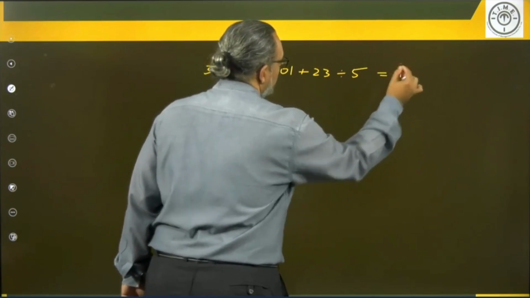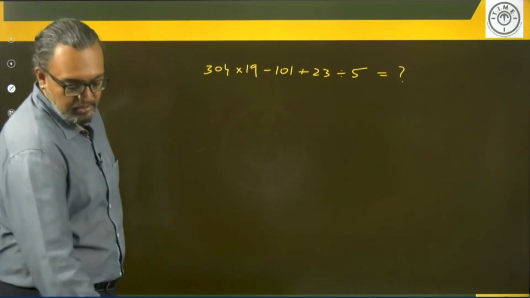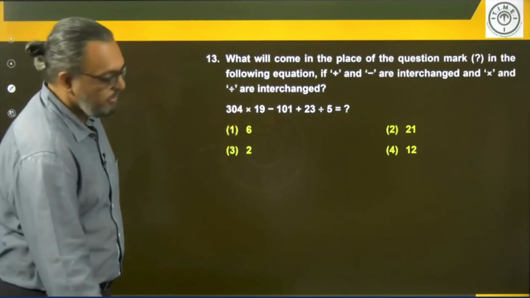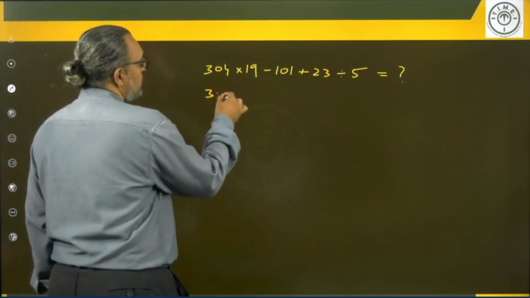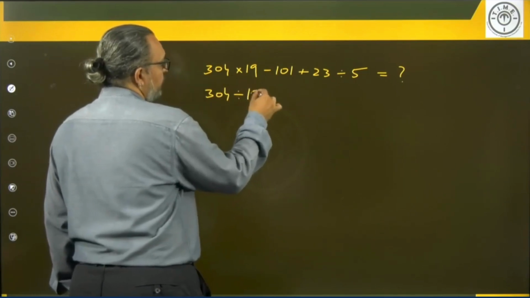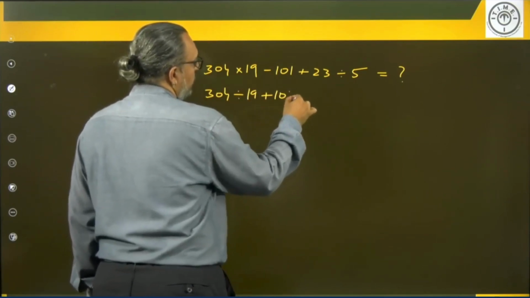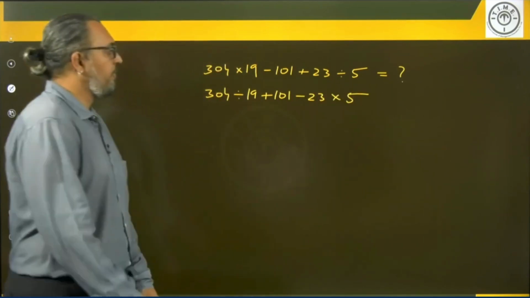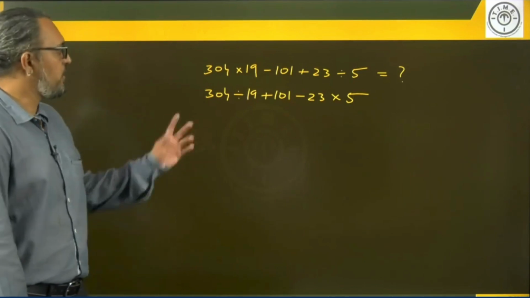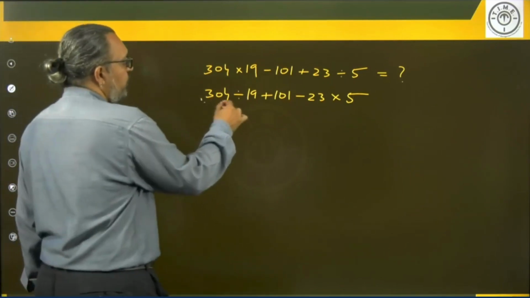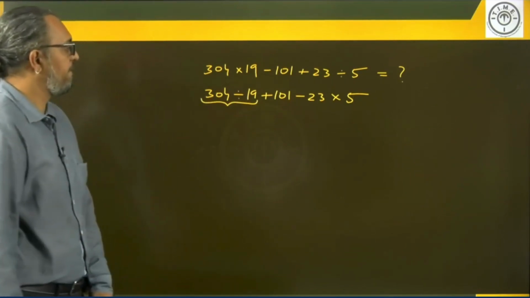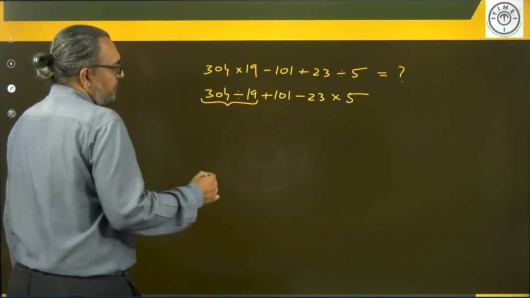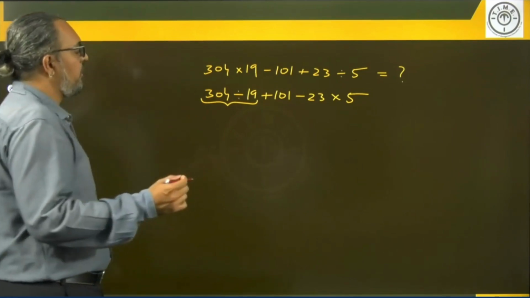So how much is this? But we need to exchange the operators first. So plus and minus, into and divide. Here it becomes plus 101 minus 23 into 5. Plus with minus, into with division. Now we need to look into this. So here, how much am I going to get?